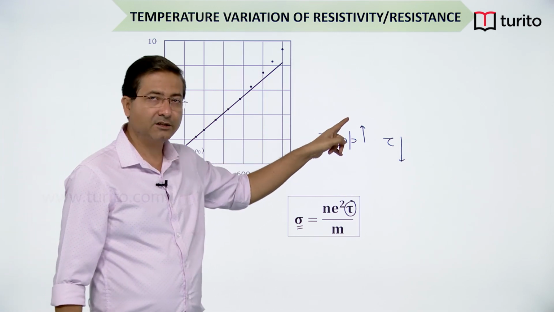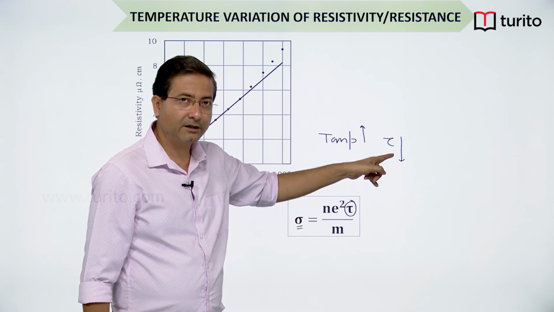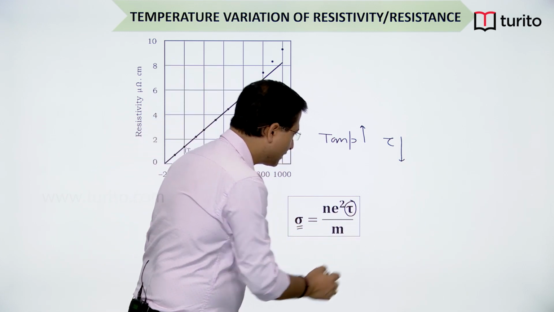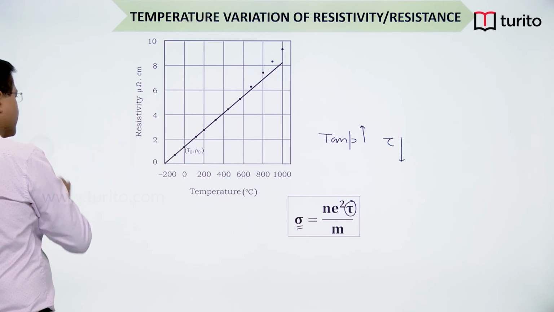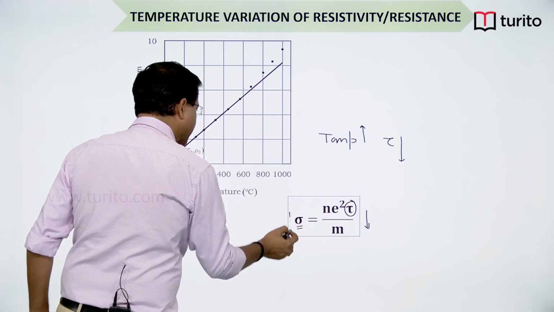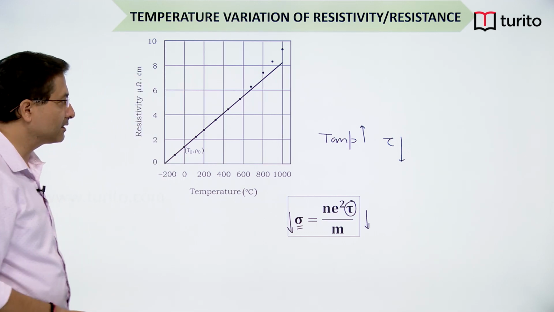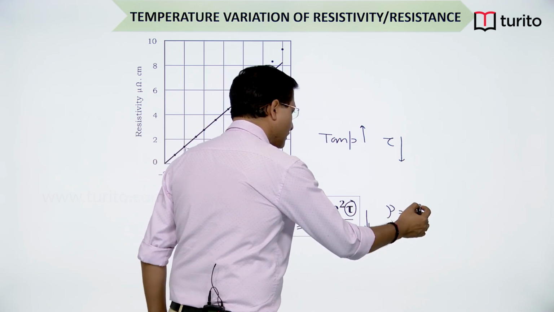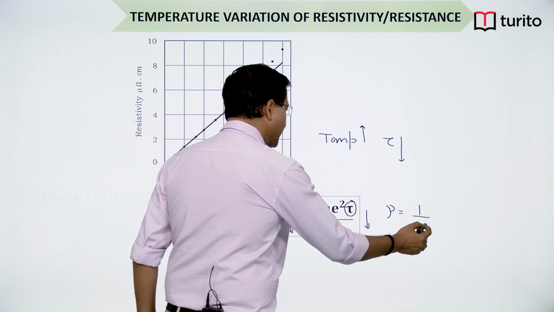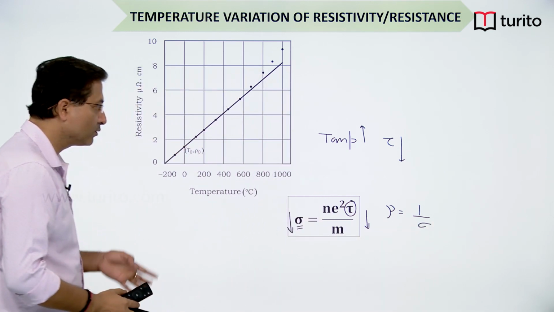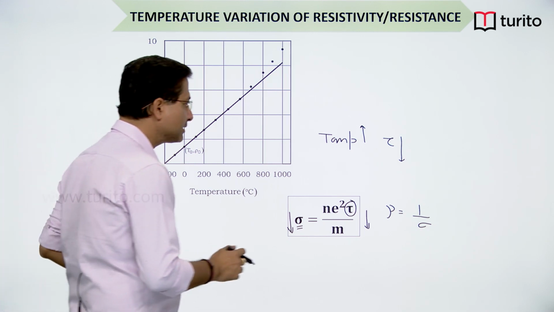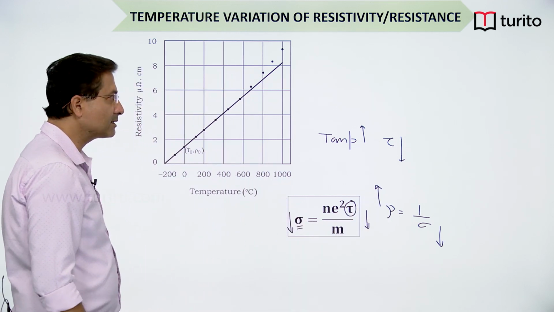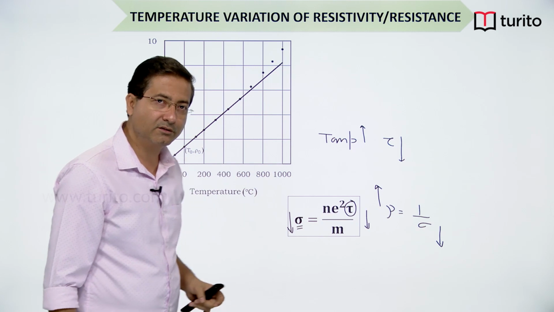So, as you increase temperature, relaxation time decreases. As relaxation time decreases, conductivity decreases. As conductivity decreases, resistivity increases, because resistivity is 1 by sigma, right. So, when you are decreasing conductivity, resistivity will increase. So, I can say when temperature increases, resistivity also increases.